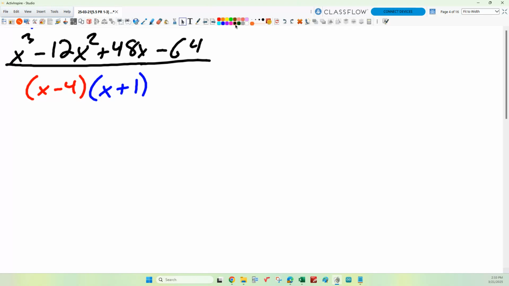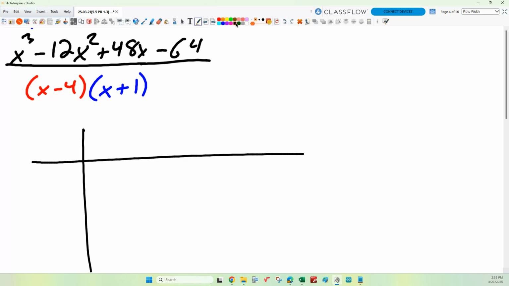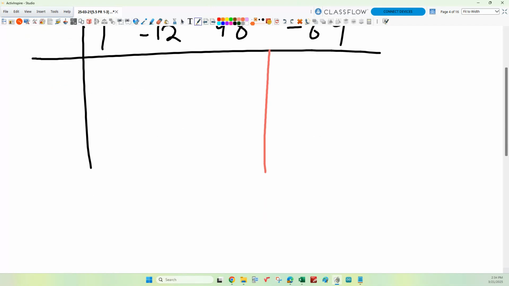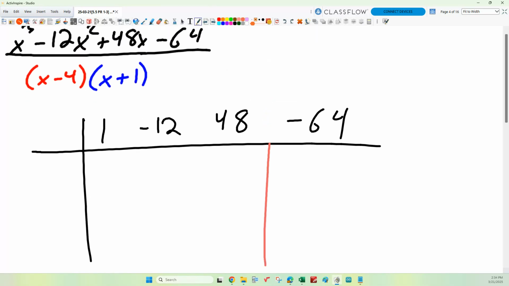So here's how we do it. We make a vertical line, and then on top of the table, we're going to put all the coefficients of the numerator. So we get 1, negative 12, 48, negative 64. And then we put another vertical line right here, which counts as the remainder box. Remember doing this? And so we're going to try, for example, negative 1. If we try negative 1, the only things we write in this table are just the things that would show up underneath the synthetic division bracket.